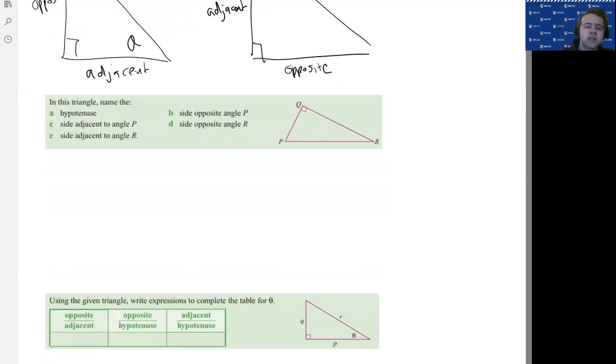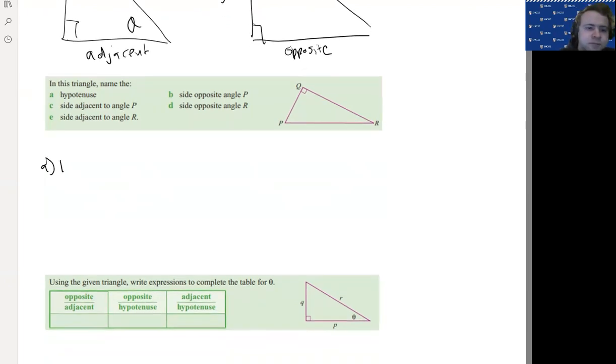Okay, so let's do an example here. Name the side that's the hypotenuse. Okay, that's going to be PR. The side that's opposite P is going to be QR. Okay, it's across from P. The side adjacent to angle P, again, we're not going to use the hypotenuse, so we're going to use the non-hypotenuse adjacent side, which is PQ.